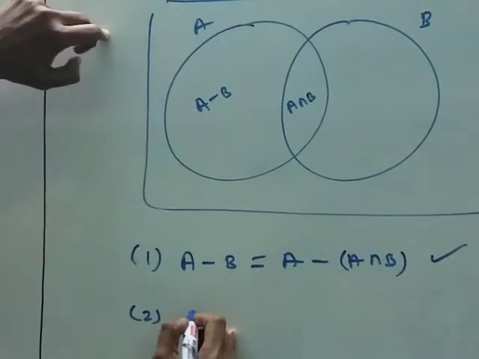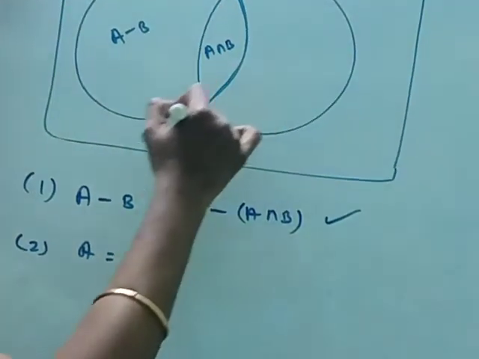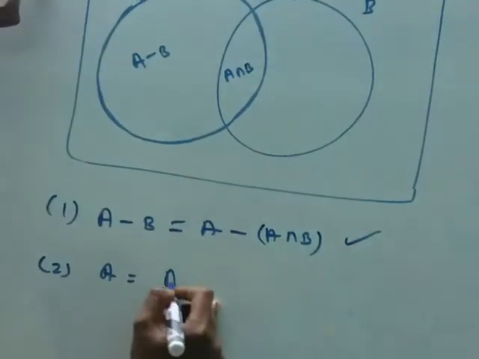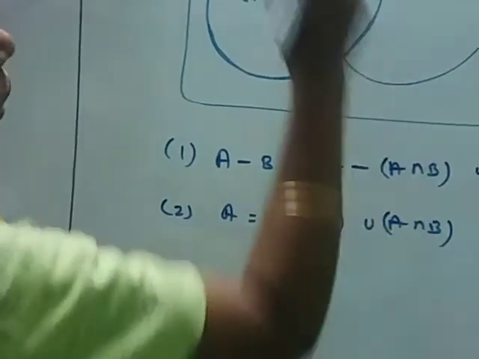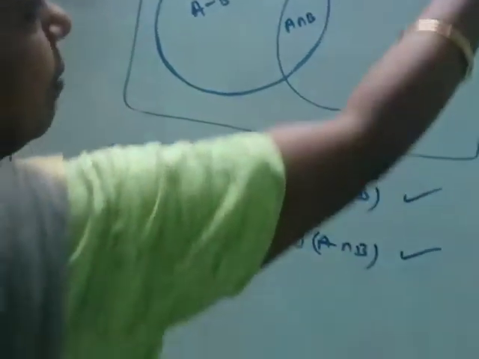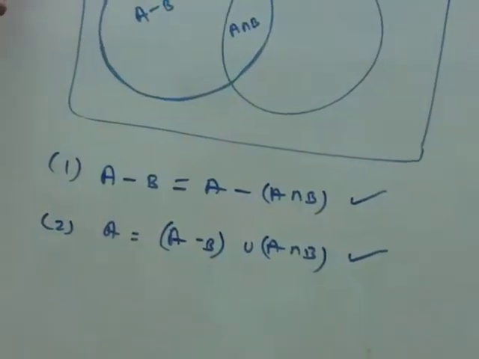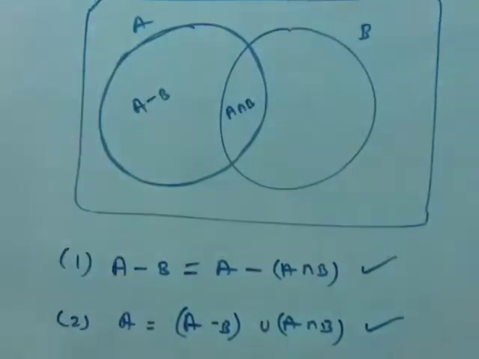The second relation they have given: the set A will be equal to the union of A minus B and A intersection B. So A minus B union A intersection B. So the second relation is also correct. So here we have choice D as 1 and 2. You have to take this sum; it is simply the concept of Venn diagram only. Copy it.